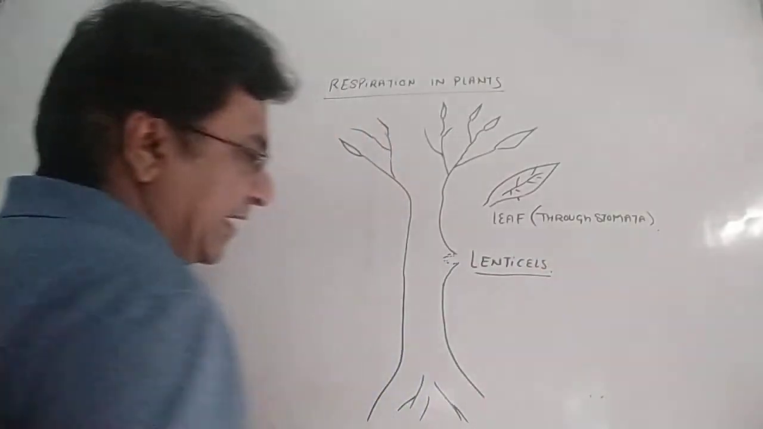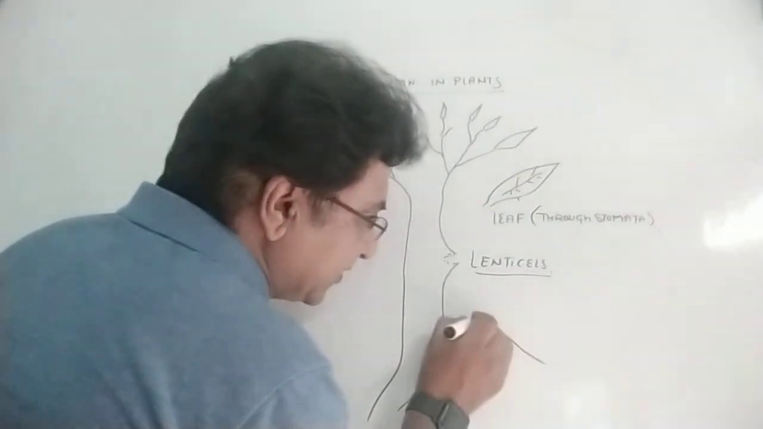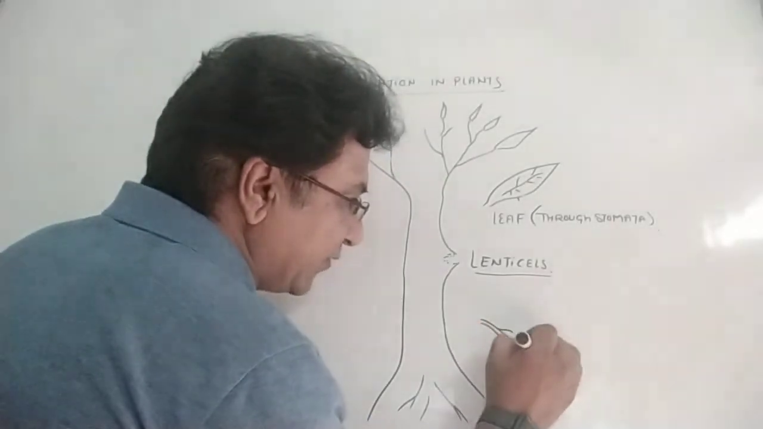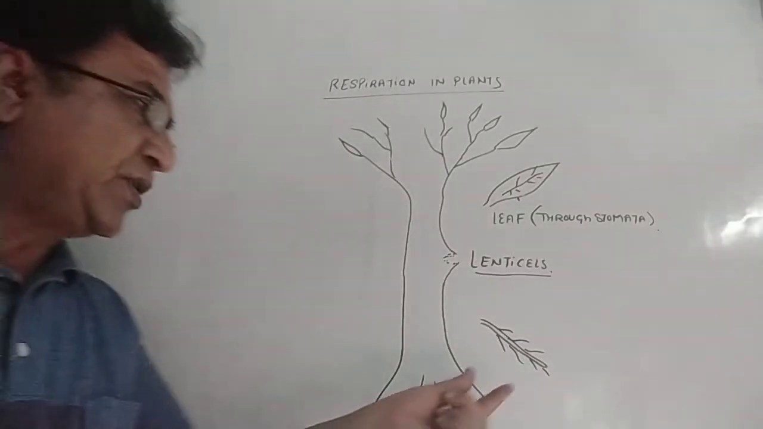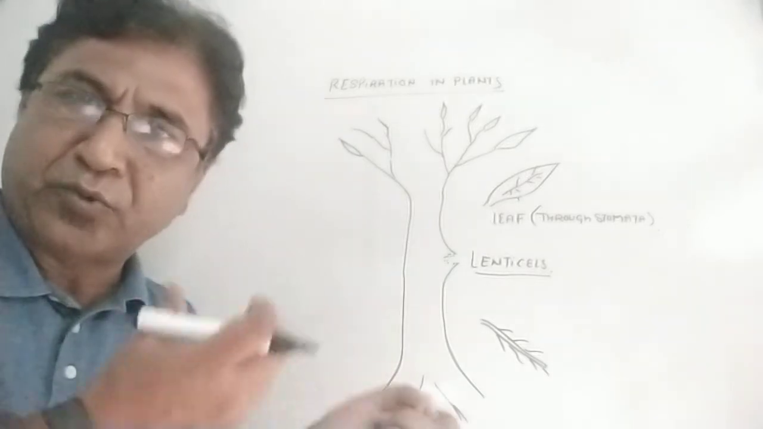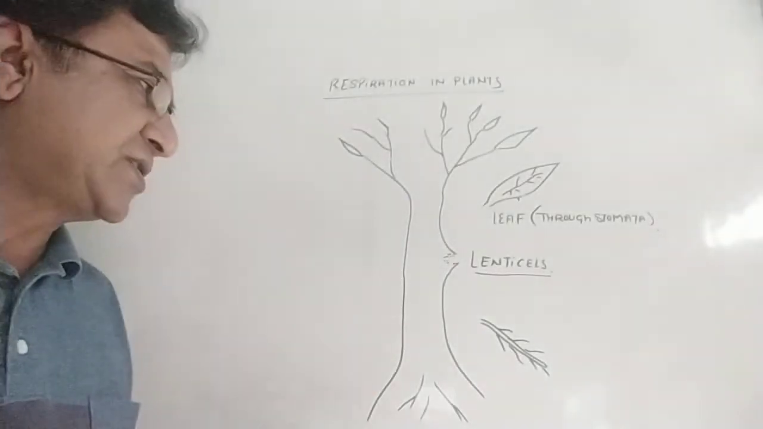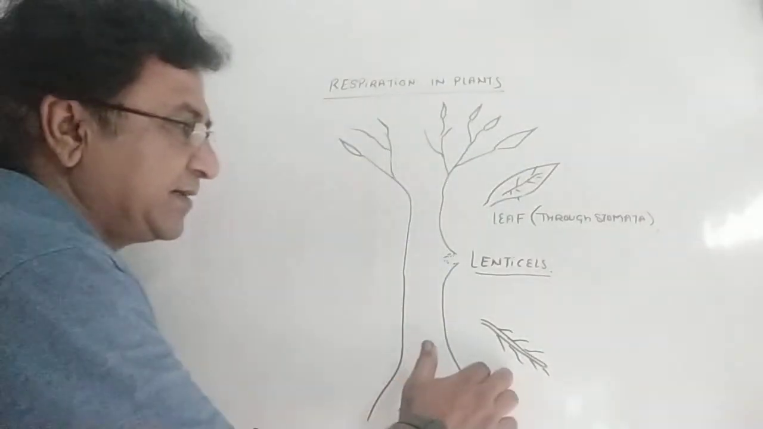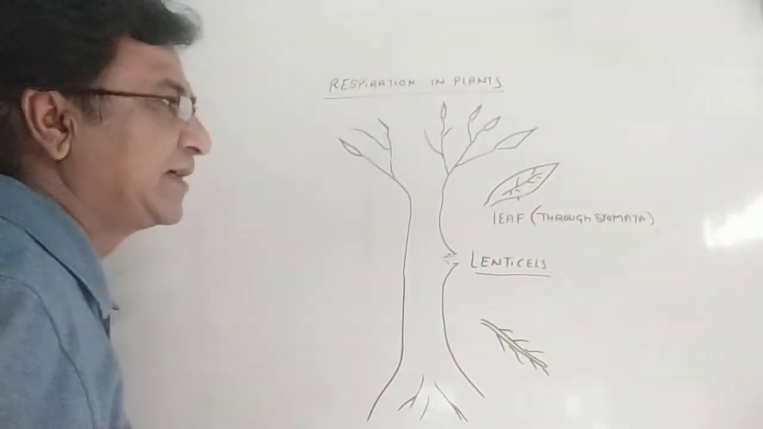Remember that. And the root structure, let's make a root. If this is a very thin root structure, it always has what? Root hairs. These root hairs take the oxygen from near the soil or water present in it. Sometimes air is also present in the soil, and from there the oxygen is absorbed. So roots respire through root hair, stem respires through lenticels, and leaf respires through stomata.